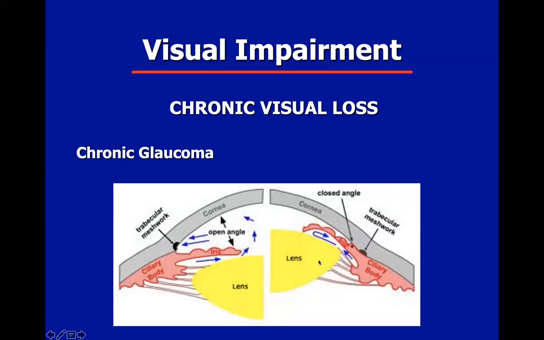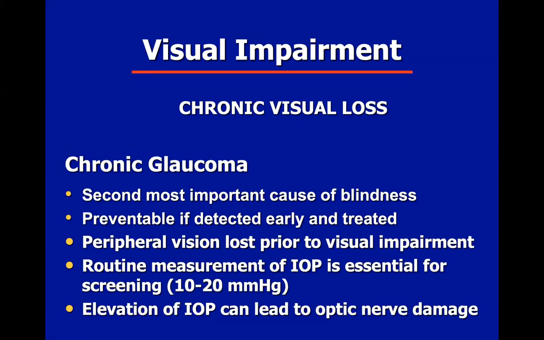In chronic glaucoma, unfortunately, things can be pushed forward. Even though here I wrote a closed angle, it can be both closed and open angle. And unfortunately, everything is pushed forward. And this is the essence of your closed angle glaucoma, but it can also apply to your open angle if there is no pushing forward. I just showed you this to be able to understand it. It's the second most important cause of blindness in this part of the world. The good thing about it is it's preventable if detected early and treated.